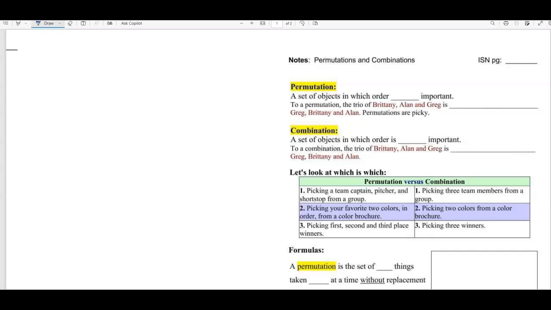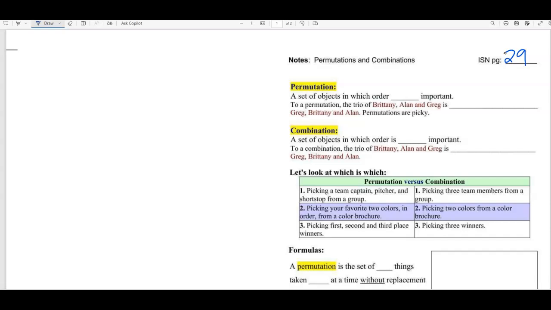Good morning, everyone. Today we're going to be doing the notes for permutations and combinations. This will be on page 29 in our ISN. The first important thing we need to know is what is the difference.